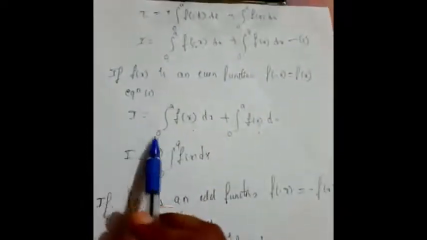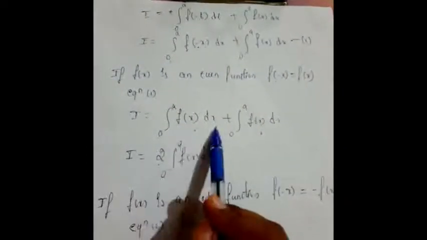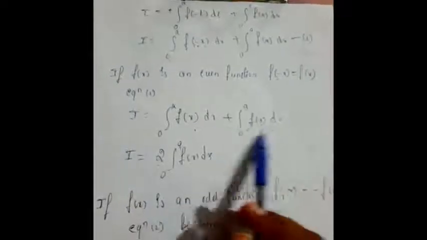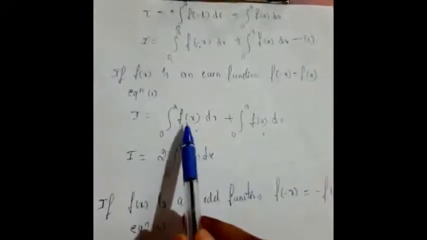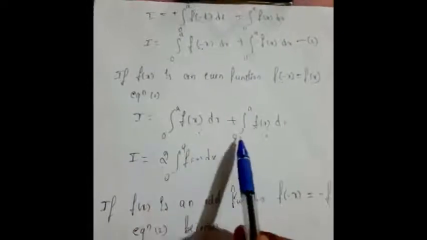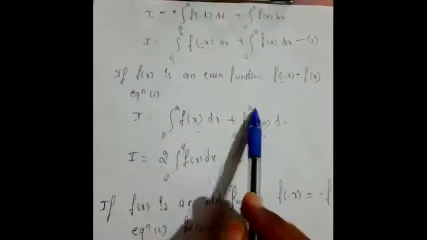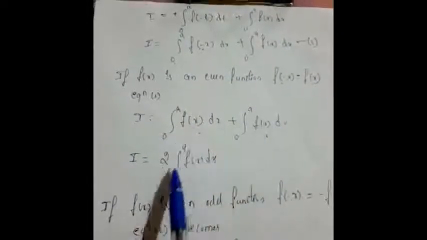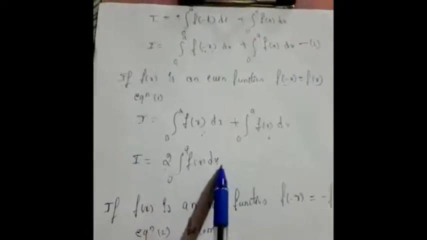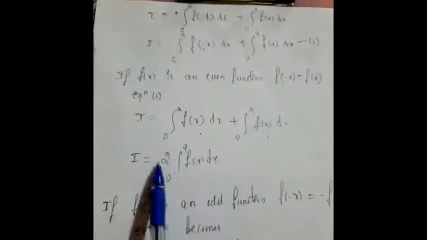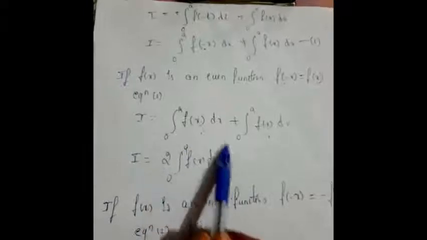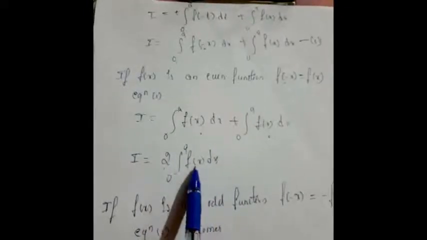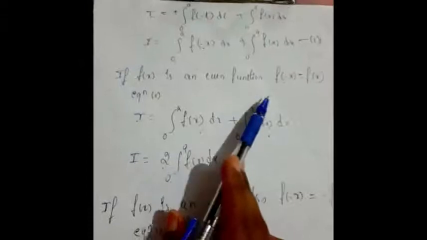Yes, I is equal to the integral from 0 to a of f of x dx plus the integral from 0 to a of f of x dx. This one is as it is. In place of f of minus x we have to put f of x. Both lower limits are the same, both upper limits are the same, and the function is the same. It means, can I write 2 times the integral from 0 to a of f of x dx? It means your output is 2 times the integral from 0 to a of f of x dx. When it happens, your f of x is an even function. Look at your question.